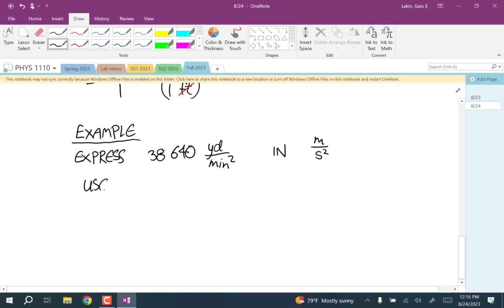And the conversions that we want to use here are, we want to use that 1 yard is equal to 3 feet. 1 meter is equal to 3.281 feet. And 1 minute is equal to 60 seconds.